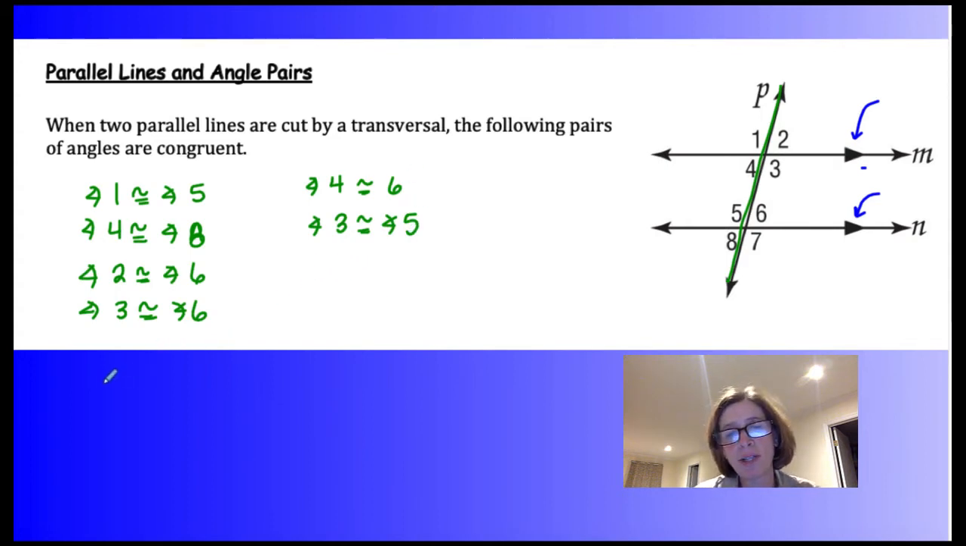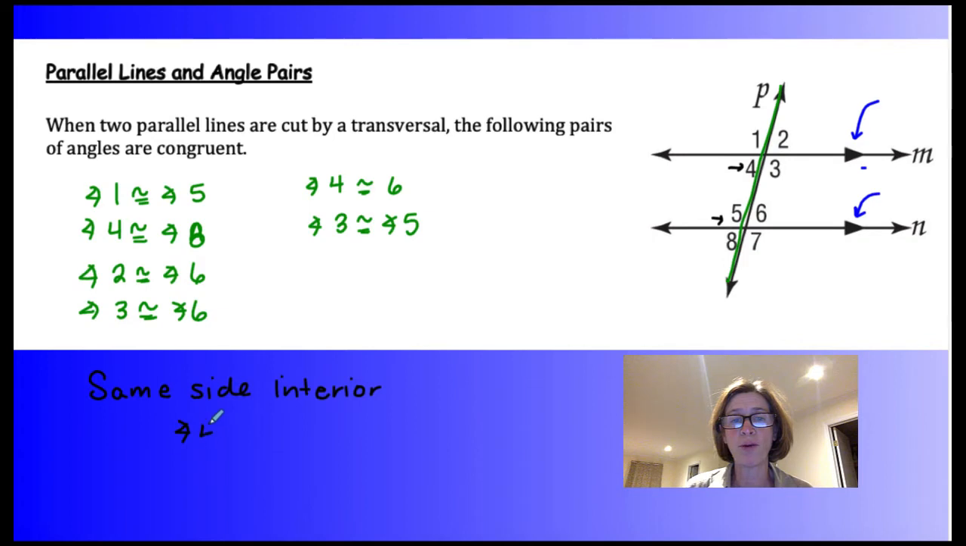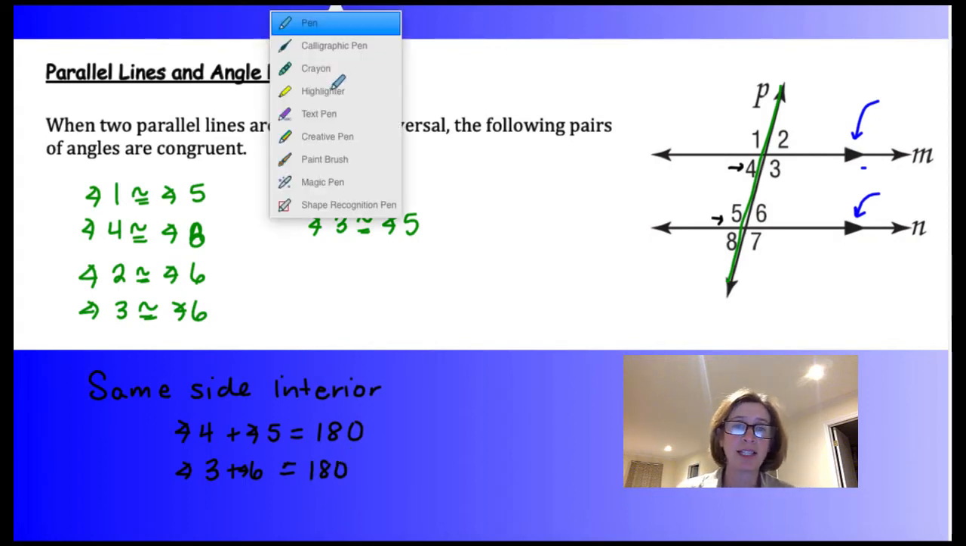And then we also learned about same side interior angles. Same side interior angles. So that would be 4 and 5. Remember, they're on the same side of the transversal on the interior of the parallel lines, and they're supplementary. So angle 4 plus angle 5 would equal 180, and angle 3 plus angle 6 would equal 180 degrees.